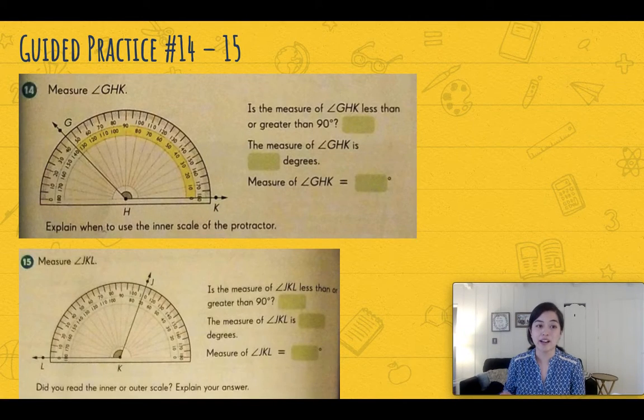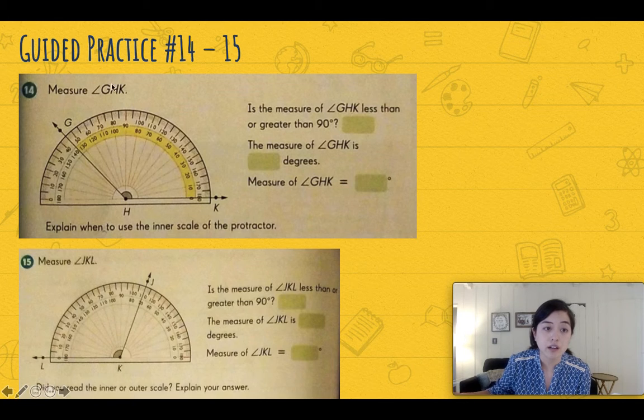All right, welcome back. So let's look here. We have angle GHK. Again, notice that they put the vertex H in the center of the protractor, and they made sure one of the rays passes through 0 on either side of the protractor. So they use the inner scale here because the inner scale has 0 with this ray passing through there. So first, is the measure of angle GHK less than or greater than 90 degrees?